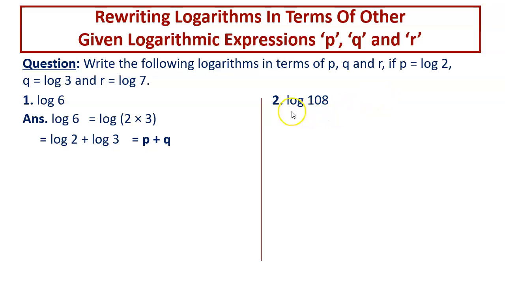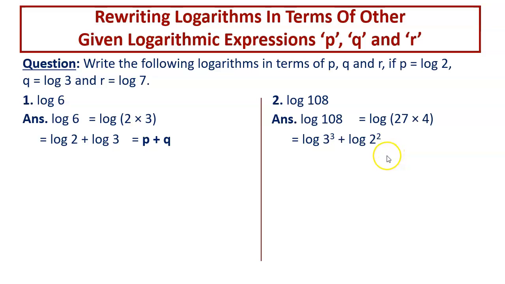So therefore we write log of 108 as log of 27 times 4. And we expand using the product rule, so it is log of 27 plus log of 4. And 27 is 3 to the power of 3, 4 is 2 to the power of 2. And the powers will be coming down to the coefficient place. It is 3 times log of 3 plus 2 times log of 2. Log of 3 is Q and log of 2 is P. So it is 3Q plus 2P. Okay.